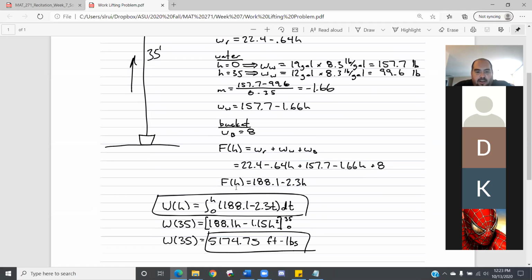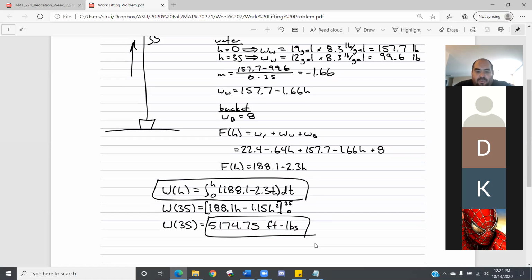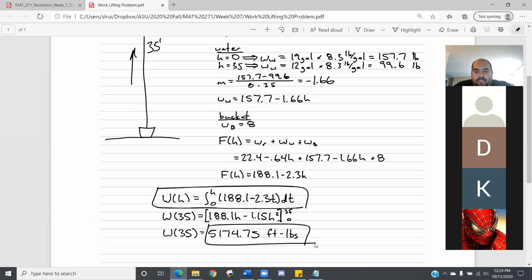Oh yeah, from there, once you have the rate of change function, then to find the work, you just integrate that over an appropriate interval. So 0 to h is going to give me the function that tells me what the work done is over any interval from 0 to height. But if I want to find the entire work done, I just plug in 35 for h, and I get this final number here, 5,174.75 foot-pounds. So any questions on the way that I did this?